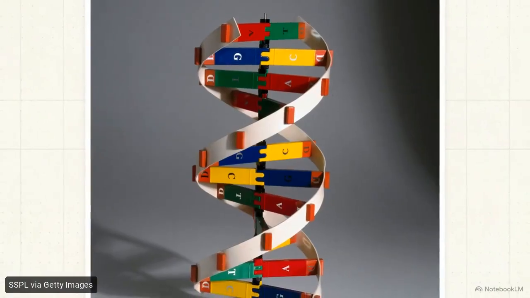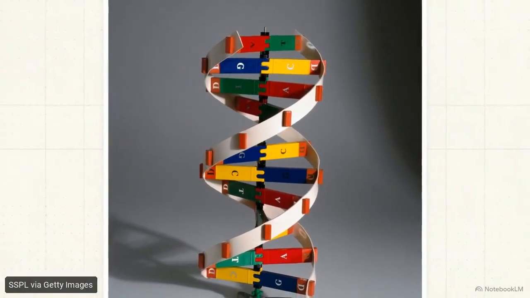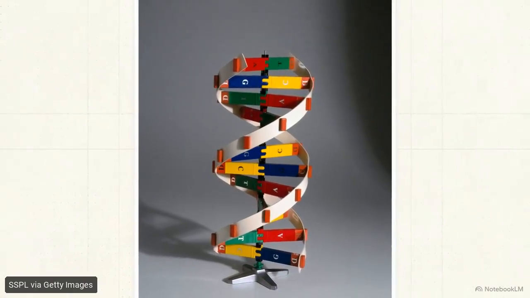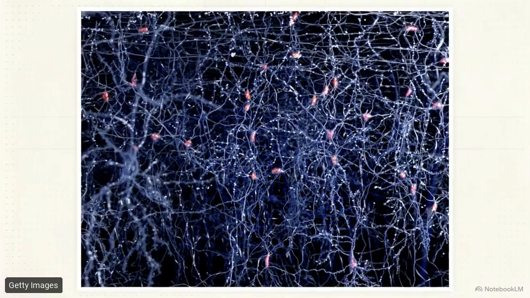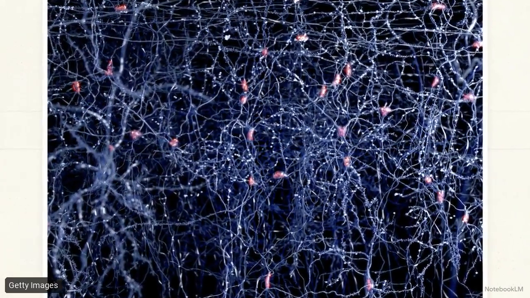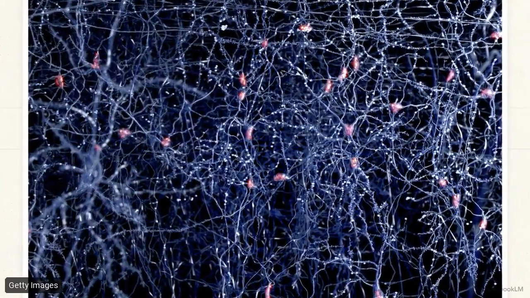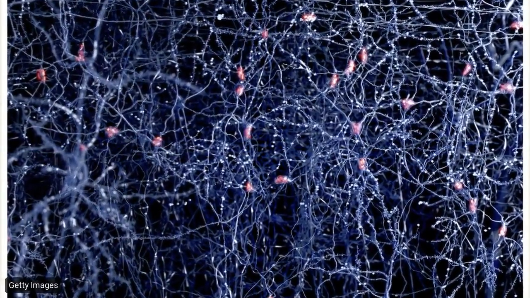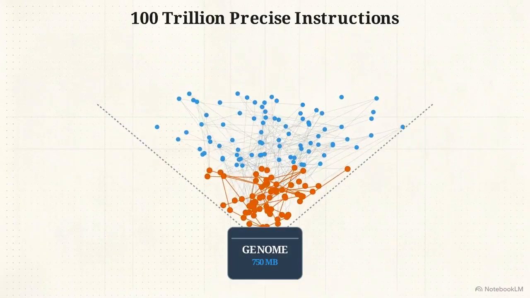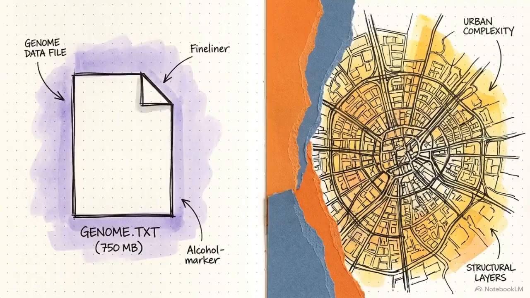But here's the problem. The human genome only stores about 750 megabytes of data. That is less information than an old CD-ROM. Now look at the structure it supposedly builds. A biological brain contains roughly 86 billion neurons, forming over 100 trillion specific connections. You cannot fit 100 trillion precise wiring instructions into a 750 megabyte file. The genome simply lacks the data capacity to act as a map for human intelligence.